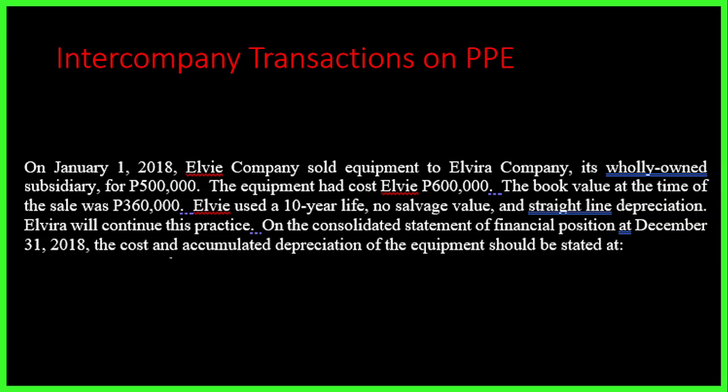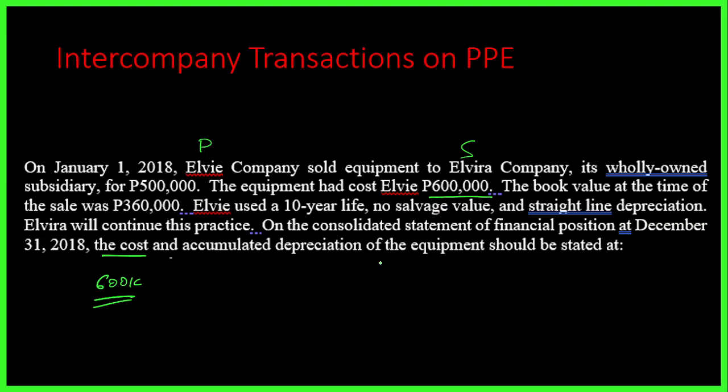So, ano ba nangyari? LV Company sold equipment to Elvira, its wholly owned subsidiary. So, this one is a downstream sale. It was sold for 500. The equipment had cost LV 600,000. Who is LV? LV is now the parent and Elvira is the subsidiary. Okay, so downstream yan. This is now the original cost. So, tapos na yung problema natin. What is now the cost? 600,000. As if it was not sold, right?